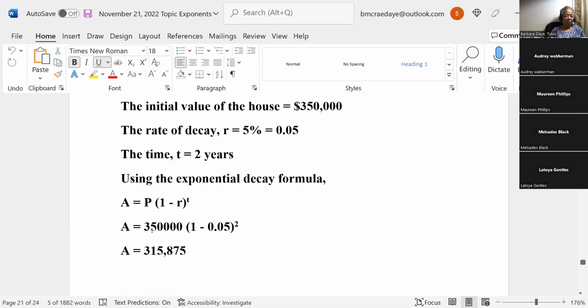So that $350,000 house is now $315,875. We would hope property we bought did not depreciate, but sometimes they do. I think most of the times they increase in value. So just remember now, when you talk in decay, you're subtracting your rate from 1, raising it to the power to indicate the time. Okay? Any questions on the difference in decay, which is decreasing, and the appreciation?